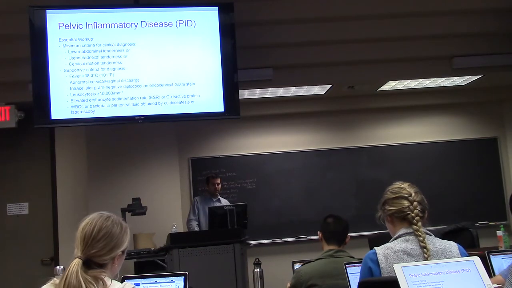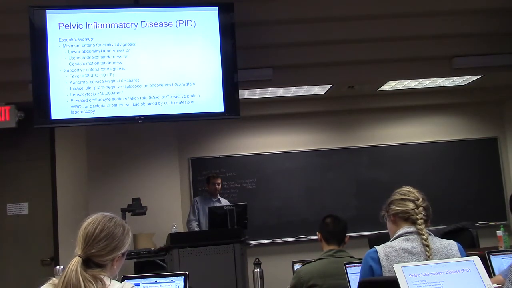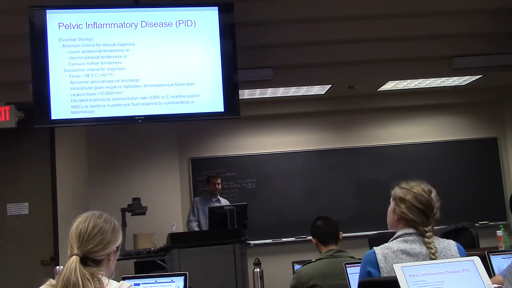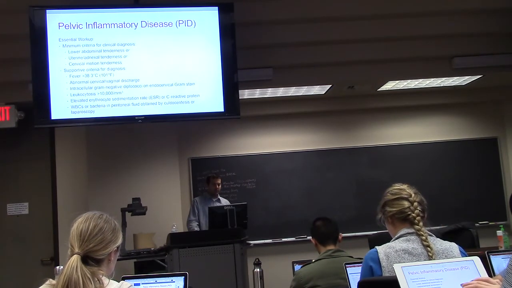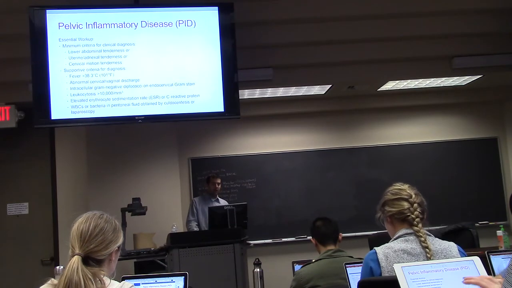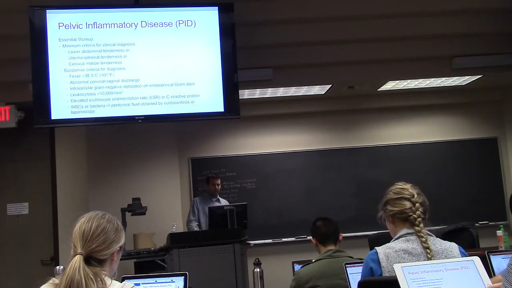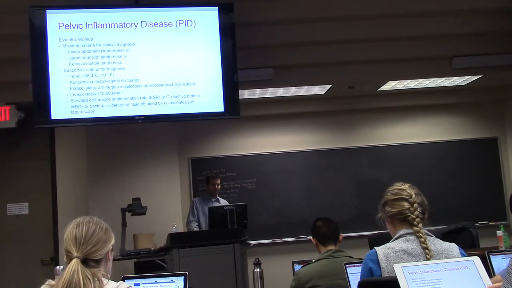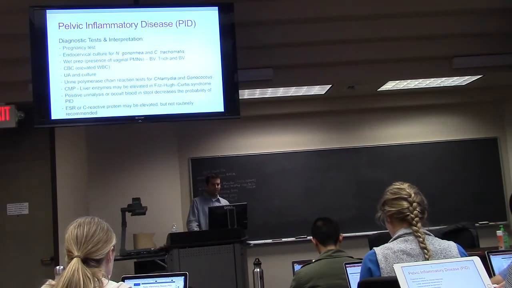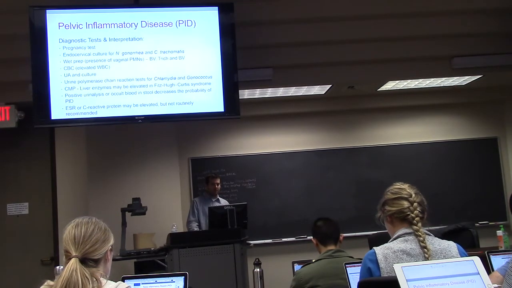Minimum criteria for clinical diagnosis. Most of this is going to be how the patient presents, that they have a discharge, and what the labs show. Supportive criteria, sure, if they're febrile, they've got more discharge. ESR and CRP, I've never ordered one on a patient with PID. Diagnostic test interpretation: pregnancy test, sure. Gonorrhea, chlamydia.